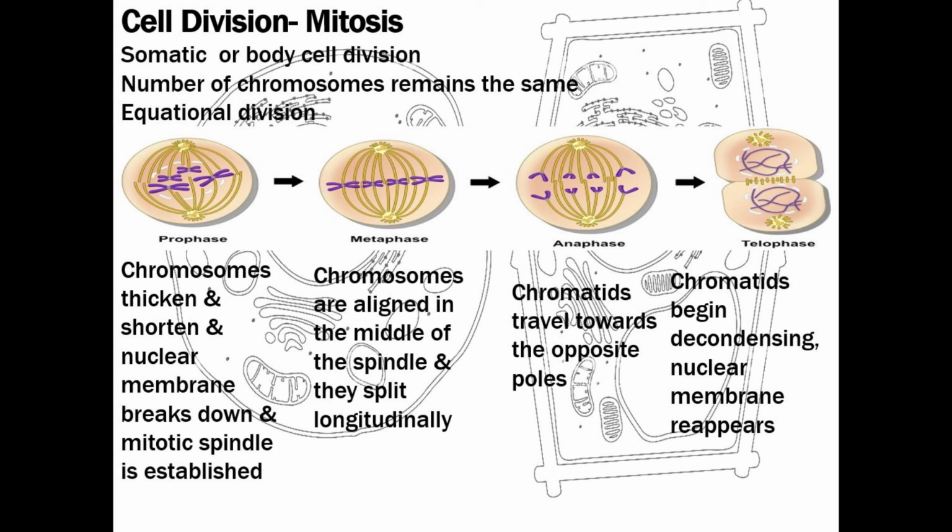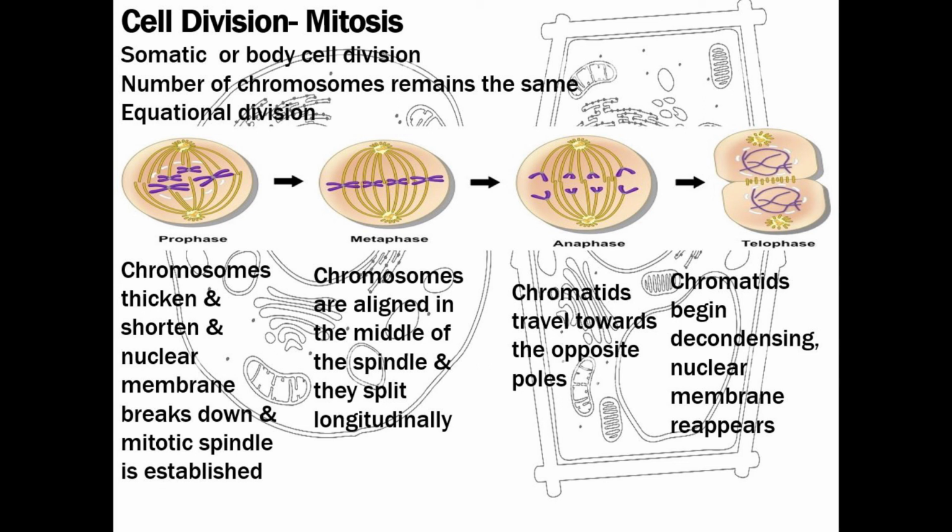Now how does it happen? We are showing you here the process. The chromosomes come together, thicken and shorten, and the nuclear membrane breaks down and the spindle is established. This is the first phase, called prophase.